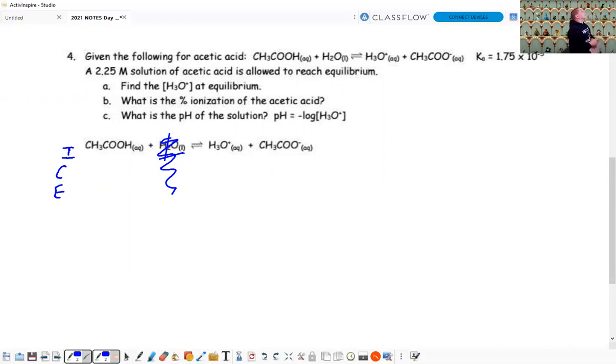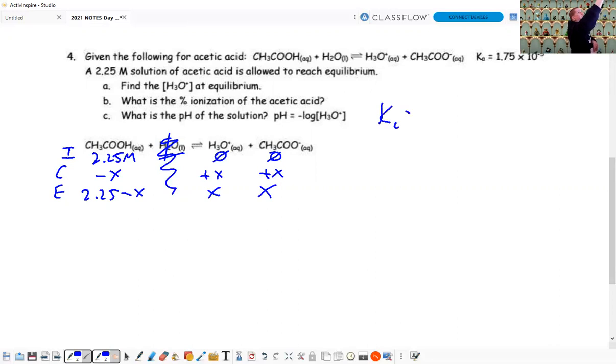All right, what are we given? We're given a 2.25 molar solution of acetic acid that is allowed to reach equilibrium. So we're starting with 2.25 molar, which means we don't have any of that or any of that. We're looking for the equilibrium value of the H3O plus. So this is minus x, 2.25 minus x, plus x, x, and x.